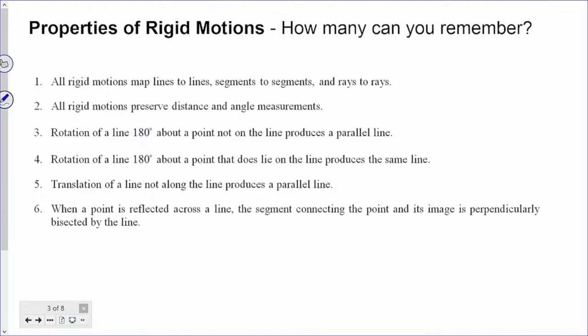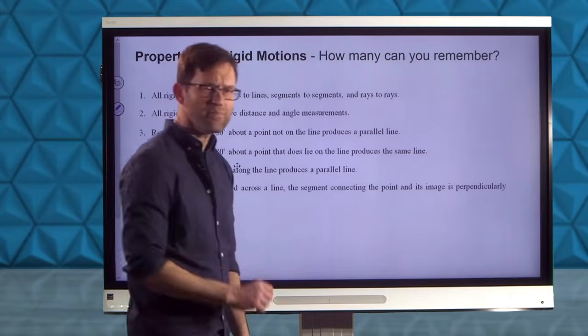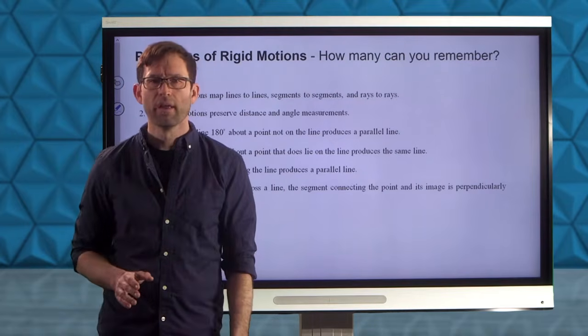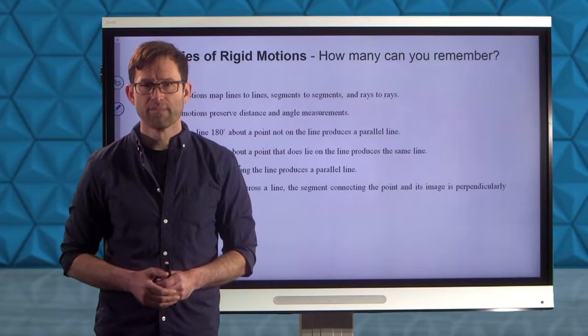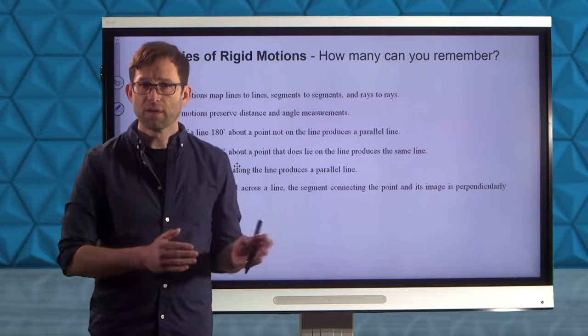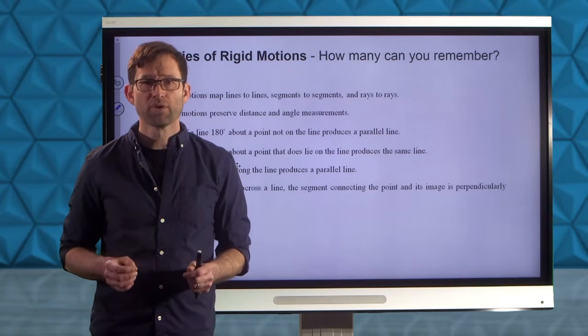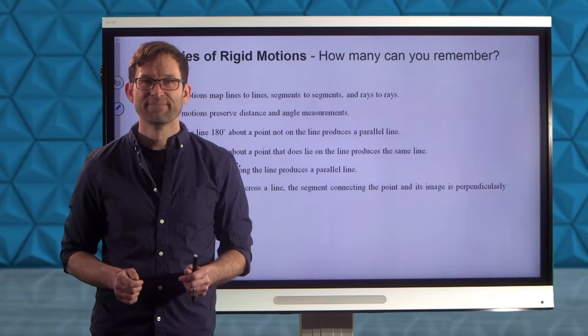Number five, translation of a line not along the line produces a parallel line. That seems pretty similar to number three, but again, what we mean is if we take a line segment and we simply translate that line segment, then we're going to get a parallel line. Number six, when a point is reflected across a line, the segment connecting the point and its image is perpendicularly bisected by the line. Now that last one, which is very, very important, is the very definition of what a reflection is. All right? So, using these properties and things that we know in a particular problem, let's do a little bit of reasoning.